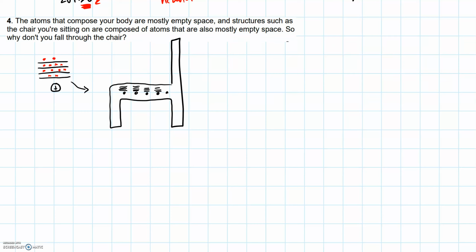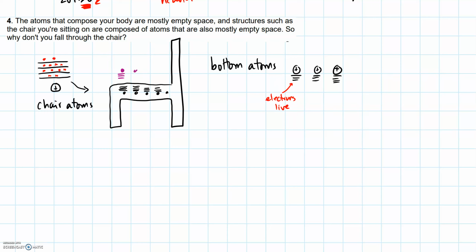So when you sit in the chair, your body is also made up of atoms. So these I'm going to say are the chair atoms. On the other hand, if you're talking about your bottom atoms, then you have atoms that also look like this here, where they also have these shells as well. So remember, once again, this is where the electrons live. So if you sit in the chair, your body is going to look something like this.